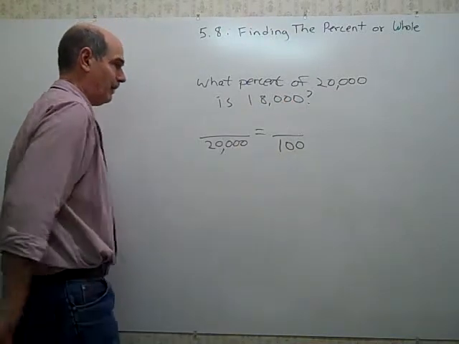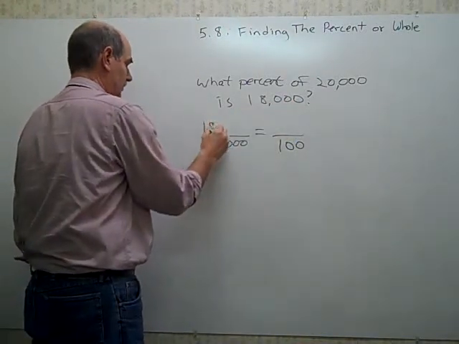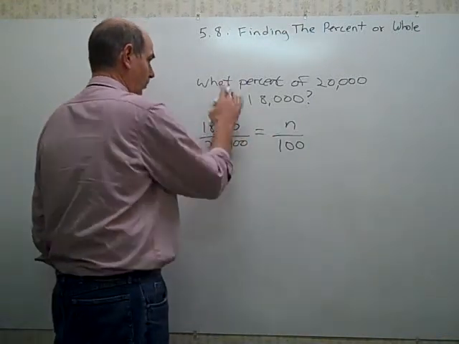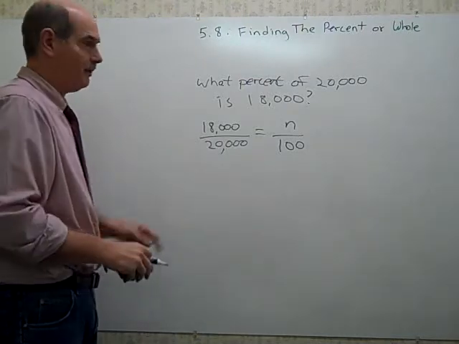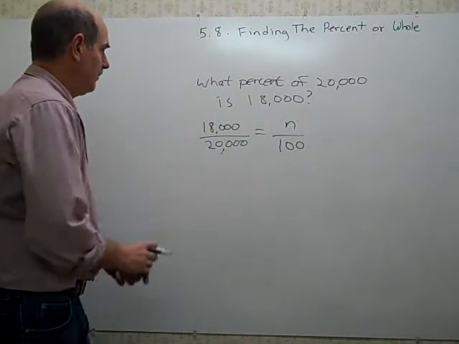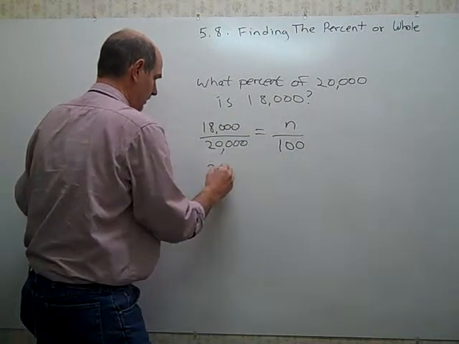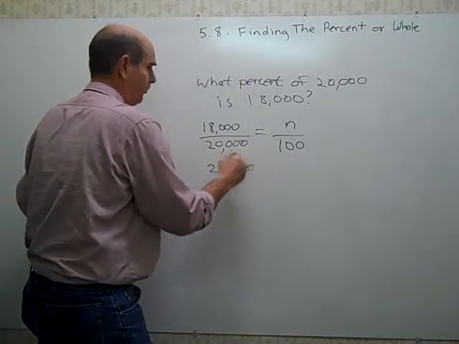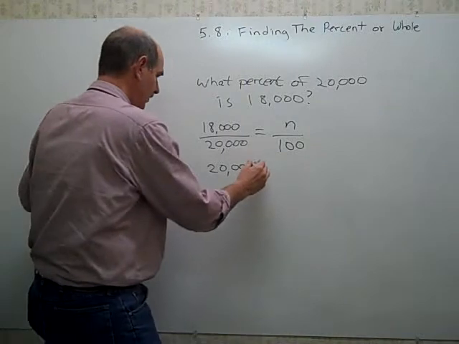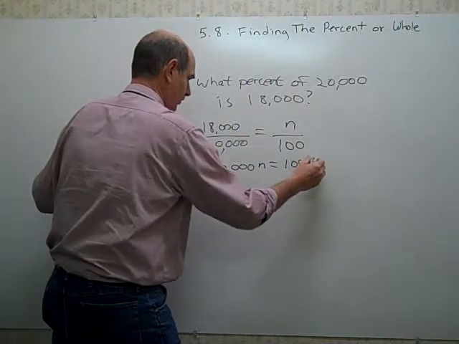This number is obviously not a percent. If it was a percent, it would go up here, so this must be the part. And then the thing we don't know is what percent, which makes sense if you read the statement. You see we don't know what percent it is, so we'll put an n there. And then if I multiply, I get 20,000 times n. I'm so tempted to do something else here before I do this, maybe you can figure out what it is, but I'm not going to. 20,000 times n equals 100 times 18,000.